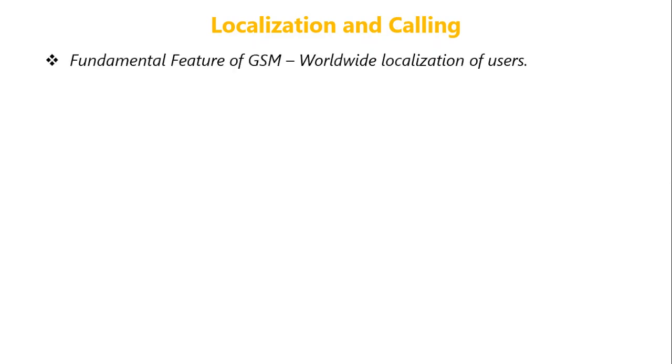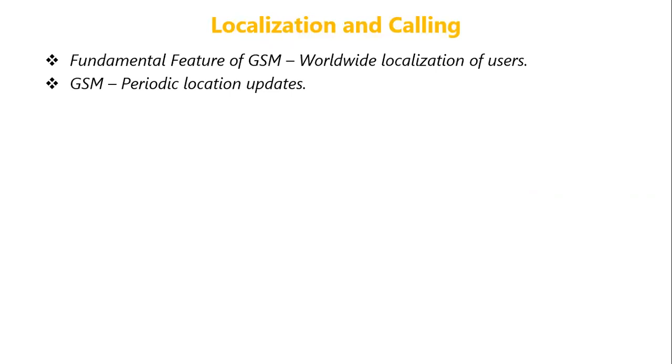Welcome. The topic we will be discussing in this lecture is localization and calling. One of the fundamental features of the GSM system is the automatic worldwide localization of users. Localization means identification of users. That is, the GSM system should be able to locate the users where they are. So the system always has a means to identify the current user location.